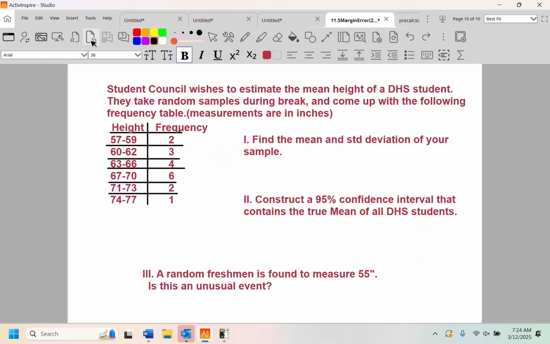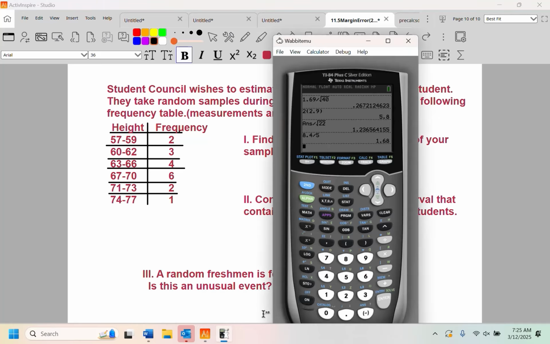All right, the last one here, I didn't give you a histogram, I gave you a frequency distribution chart. Student council wishes to estimate the mean height of a DHS student. They take random samples during break and come up with the following frequency tables. The measurements are in inches. Find the mean and standard deviation of your sample. So I'm going to go to stat, I'm going to go to edit, and I'm going to have to use class midpoints here.